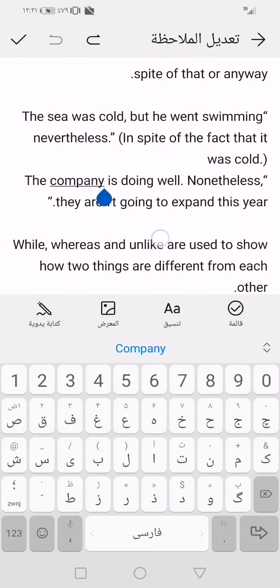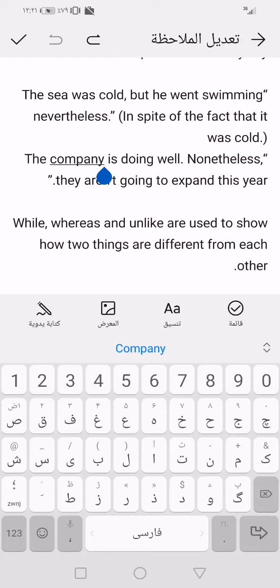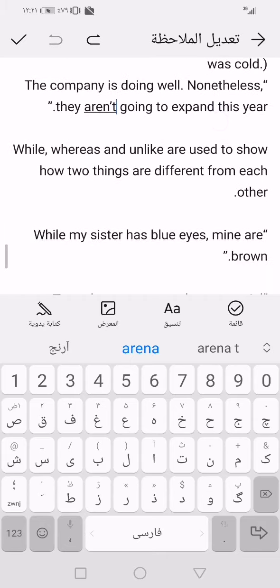The company is doing well; nonetheless, they aren't going to expand this year. Although the company is doing well, nonetheless, despite that, they aren't going to expand this year. Their business is good but they won't expand their work.